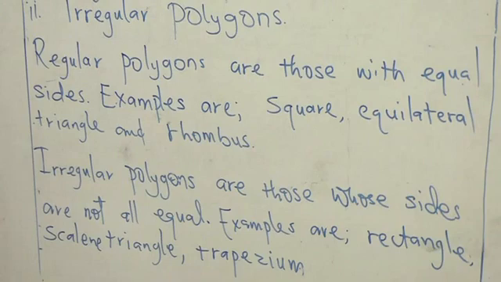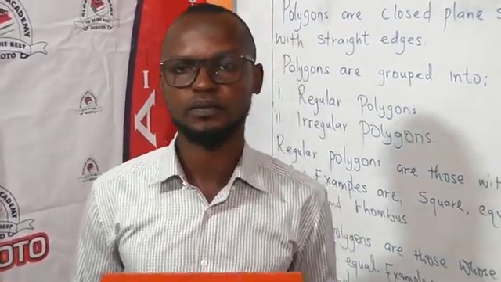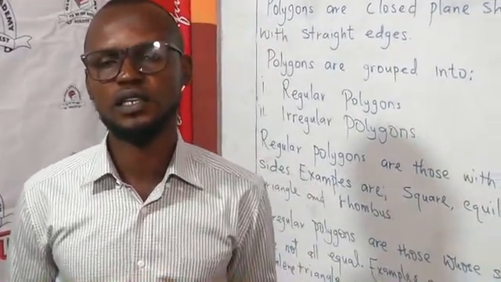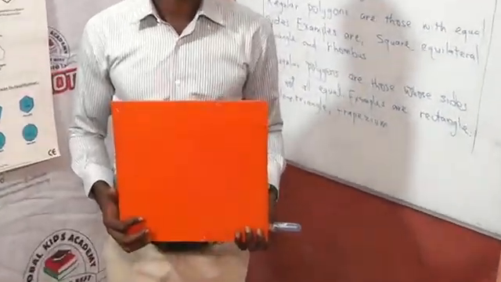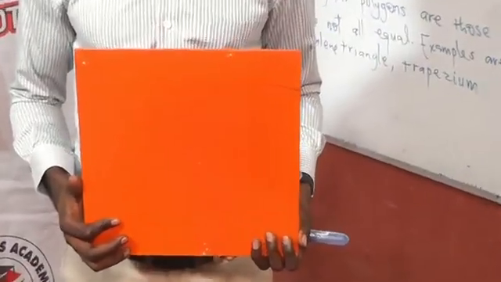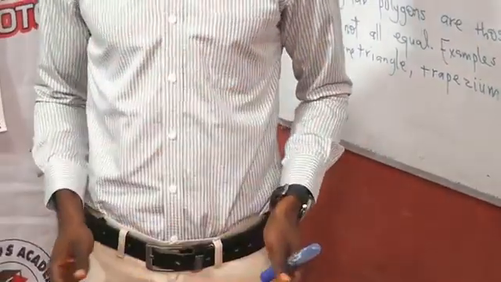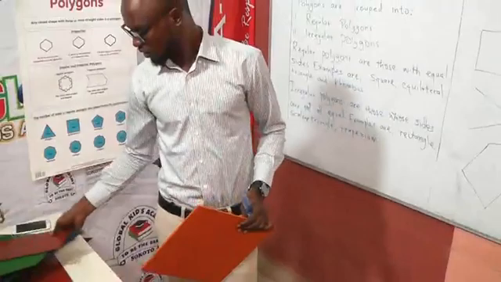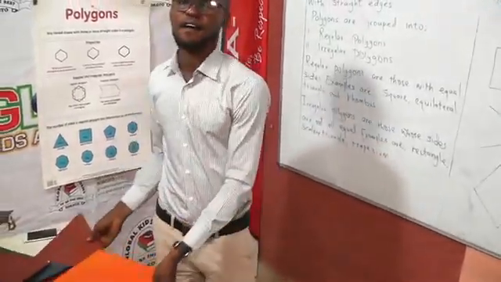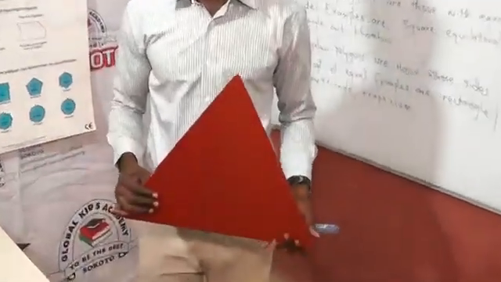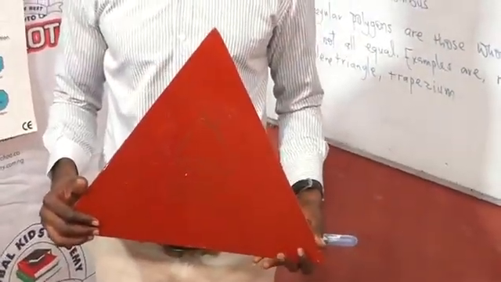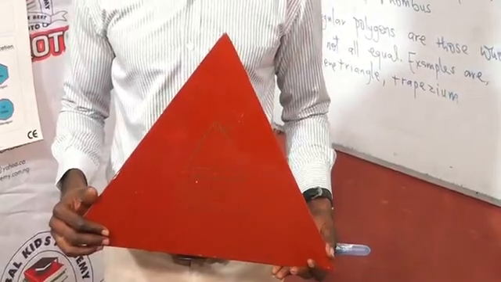For instance, your square is a plane shape with 4 equal sides. Therefore, it is a regular polygon. Another example of regular polygon is your equilateral triangle. It has 3 equal sides.